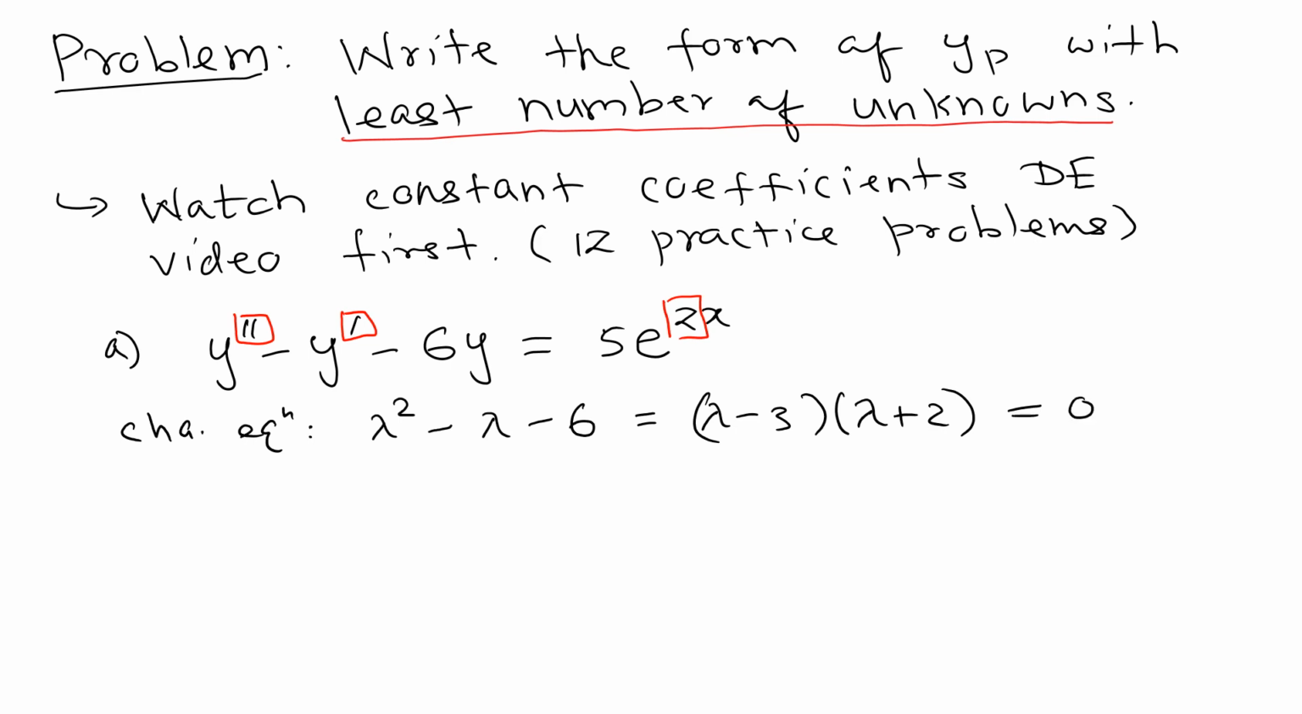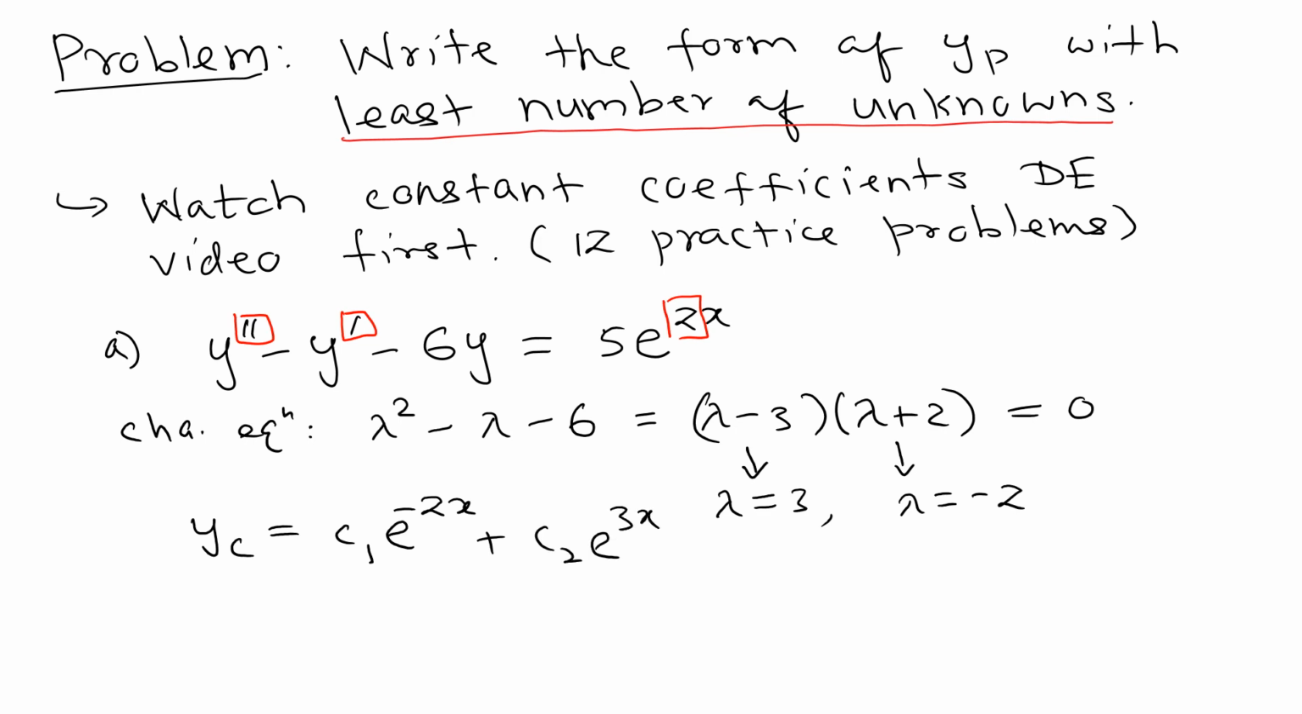When you set it, you can see the first one is going to give you lambda equal 3. That's the first solution. The second one is going to give you lambda equal negative 2. That's the second solution. So that means the yc is simply c1 e to the negative 2x, we write the smaller one first, and then c2 e to the 3x. We assume x is the independent variable. If t is the independent variable, this will be in terms of t. We'll do those conversions later.